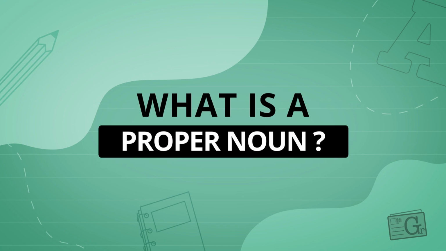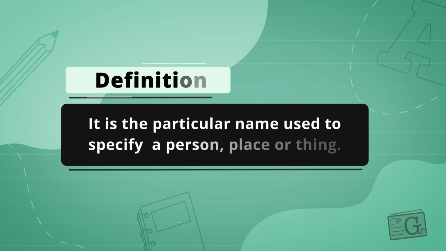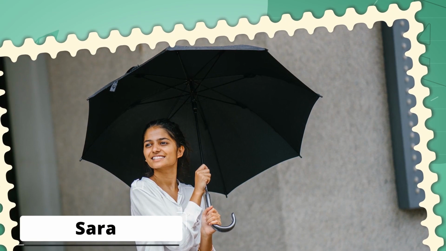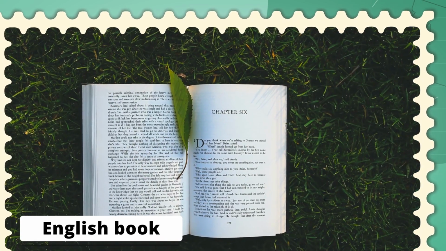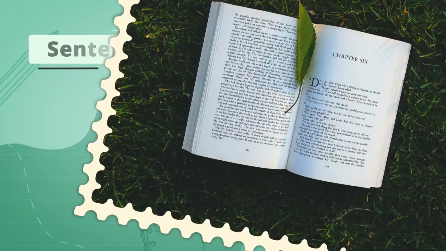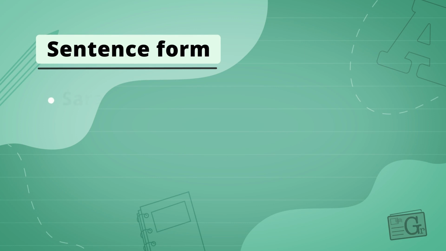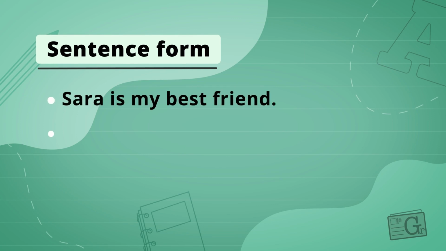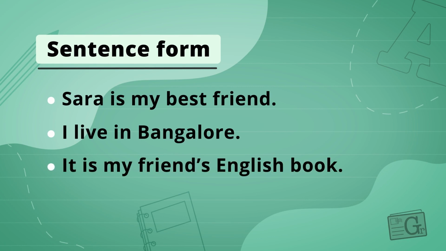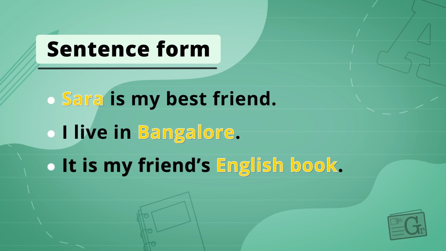What is a proper noun? It is a particular name used to specify a person, place, or thing. For example, Sarah, India, English book, and so on. In the sentence form: Sarah is my best friend. I live in Bangalore. It is my friend's English book. So a specification is given to all these nouns.